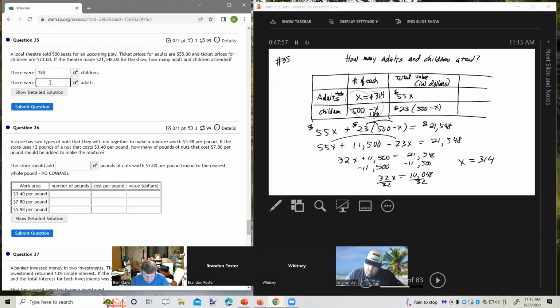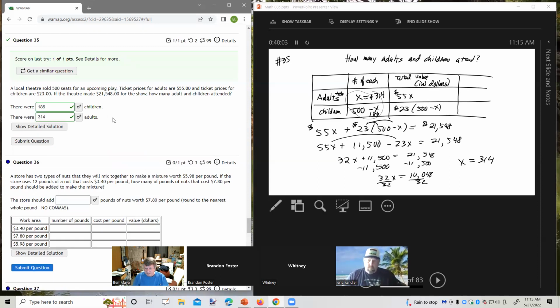Children's tickets, 186. Adult tickets, 314. All righty.